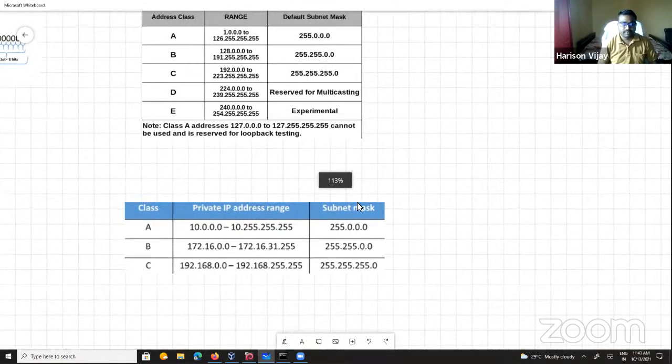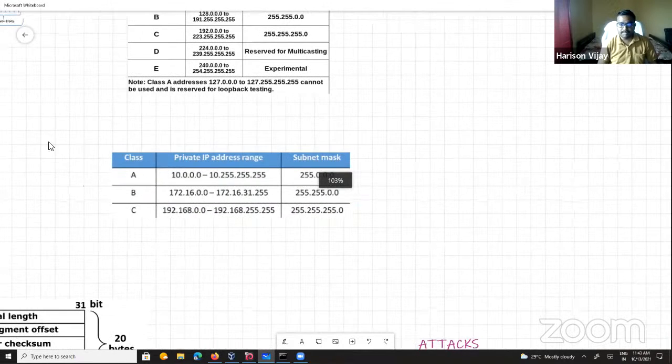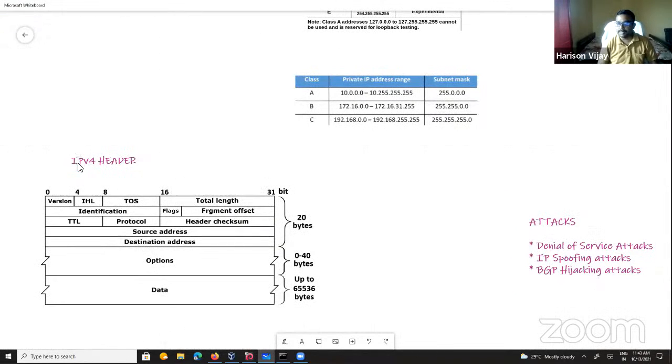Okay. So similar to what we saw in a TCP header, we also have an IPv4 header that's encapsulating a segment. The other fields are not too important. Just know that you'll have a source and destination address within an IP header.